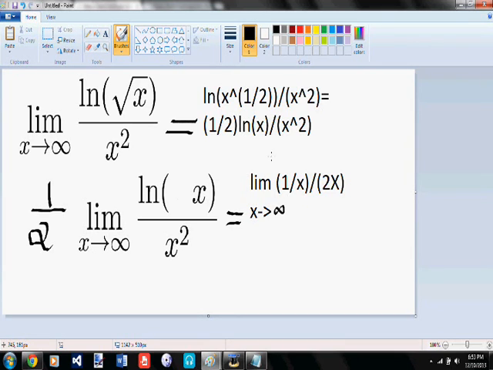So now we have, from L'Hopital's rule, the limit of 1 over x divided by 2x as x goes to infinity. Let's see, is this going to be a viable form for solving? Let's think about this. Well, 1 over x as x goes to infinity, we know from a graph, I believe.